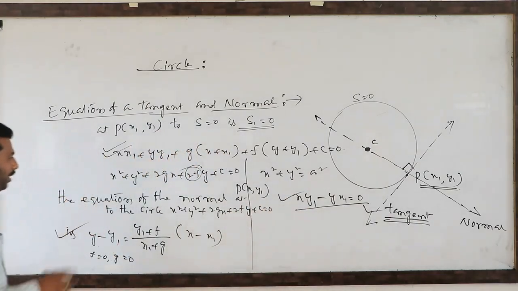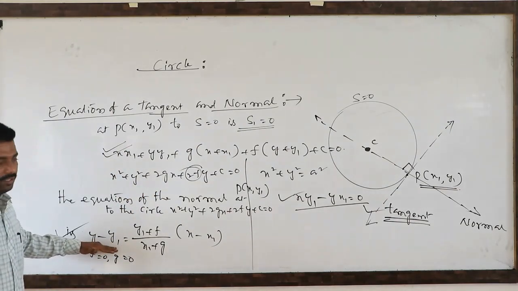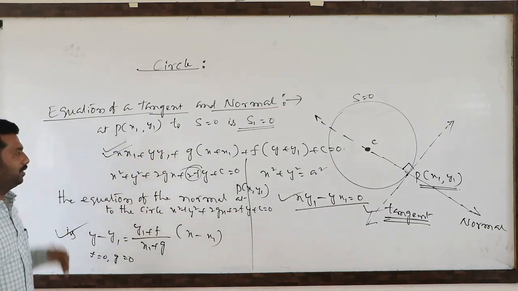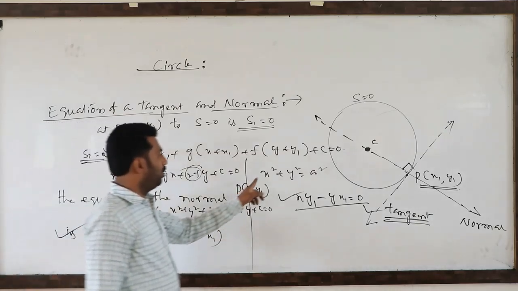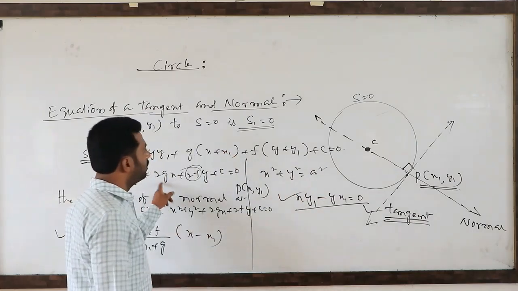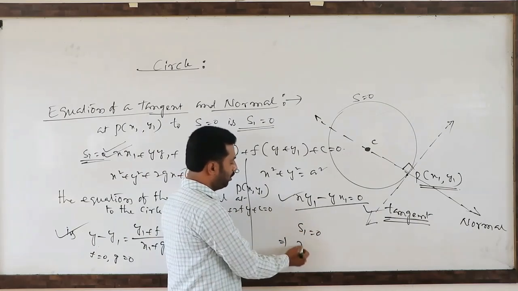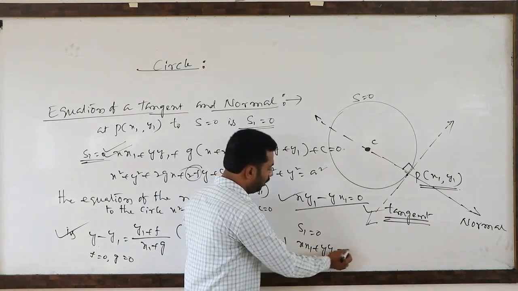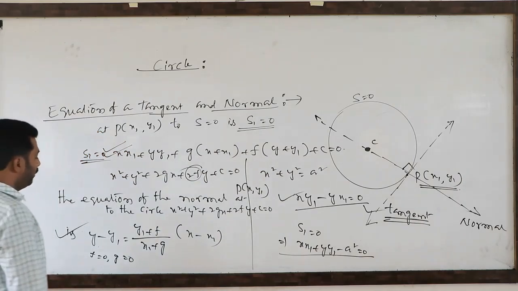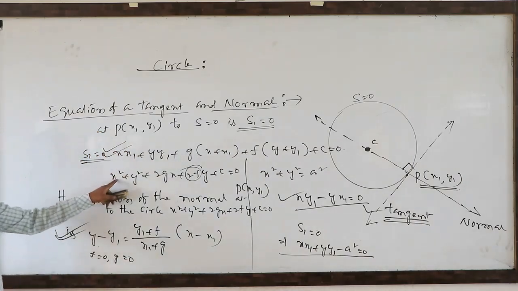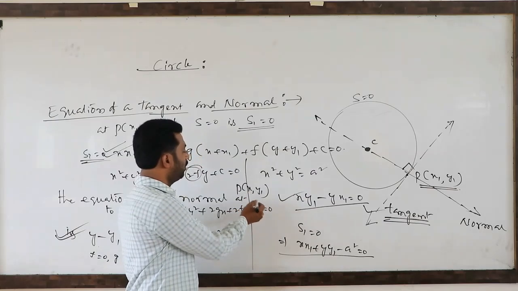This equation. So you remember, when the general equation of a circle is given, this is the equation of the normal, and this is the equation of the tangent, S1 equal to 0. Whenever the standard form x square plus y square equal to a square is given, the equation of the tangent is S1 equal to 0, nothing but x x1 plus y y1 minus a square equal to 0. That is called the equation of the tangent. Then what is the normal to the standard form of a circle at this point x1 comma y1?